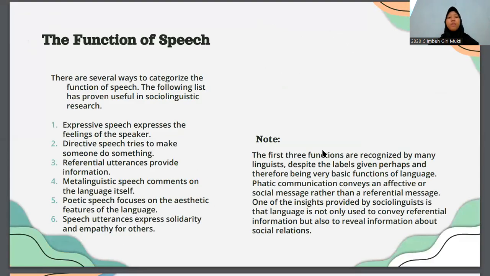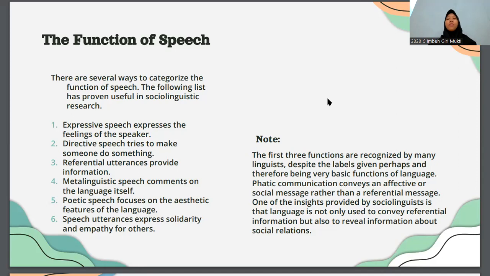So first of all, the function of speech. There are several ways to categorize the function of speech, and the following list has proven useful in sociolinguistic research. The first one is expressive speech, which expresses the feelings of the speaker. The second one, directive speech, tries to make someone do something. The third, referential utterances, provide information. Then metalinguistic speech comments on the language itself. And poetic speech focuses on the aesthetic features of the language. And the last one, empathic utterances, express solidarity and empathy for others.